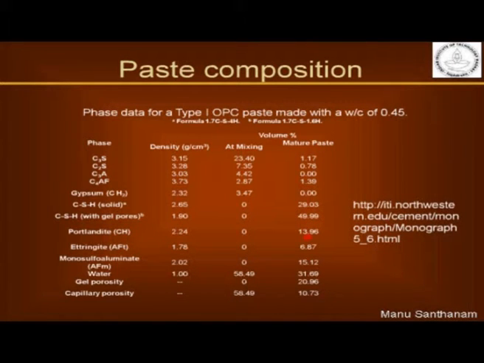Calcium hydroxide is about 14%, your ettringite is around 6.8, monosulfate is about 15. That means ettringite is still getting converted to monosulfate. And if you look at the bottom here, the gel porosity is about 21% and the capillary porosity is about 10% in the system. Okay, so this shows how the system has evolved from when it was mixed to after it's become a mature paste. So your porosity also evolves as your cement continues to hydrate, more and more of the porosity shifts from capillary pores to gel pores. So that's what is being shown in this case.